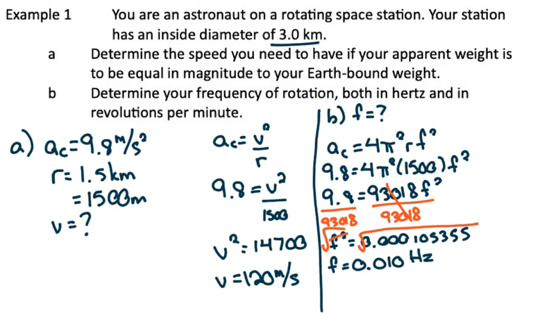Converting this to revolutions per minute, take our frequency, multiplied by 60, because there are 60 seconds in 1 minute. Again, 2 sig figs, 0.60 RPMs. Now, while this is an excessively large space station, it doesn't even need to rotate a full time in 1 minute in order to maintain the gravity that's equivalent to Earth.